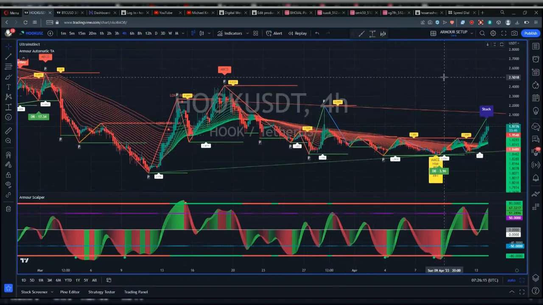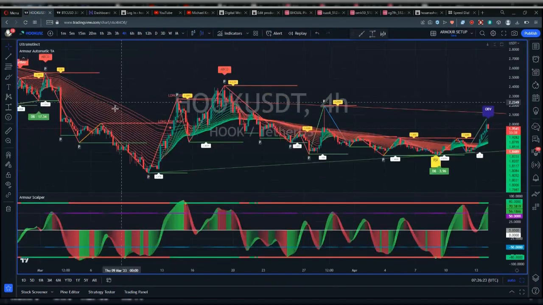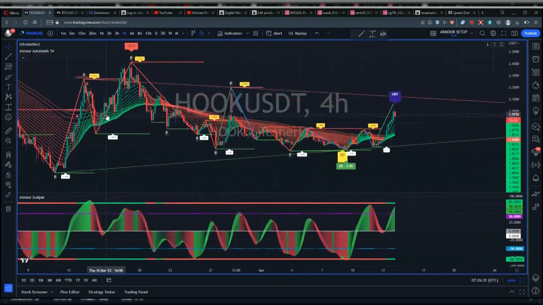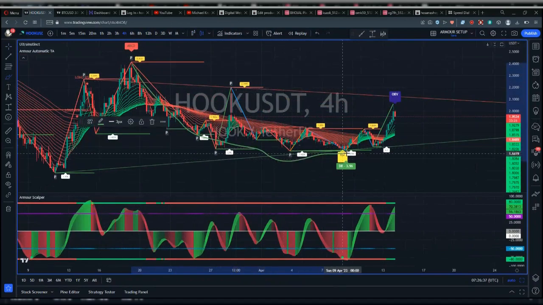So this one just got started to pump. Okay, it will pump more. Trust me. Why am I saying that? Because we have an Adam and Eve pattern building up. See, Eve is a U-shaped pattern right here. Here, you will see something like this.